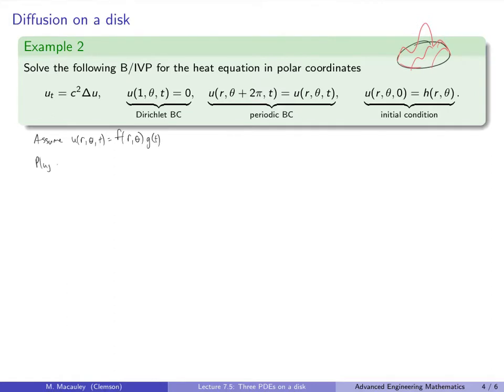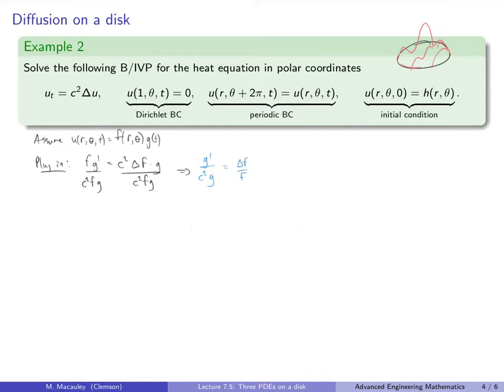And let's plug in. And again, I'm not going to do the individual derivatives. I think we can do this all at once. So ut, the left-hand side, is f times g prime. And then the right-hand side is c squared times Laplacian of f times g. So let's divide both sides by c squared fg. And what we get on the left-hand side, the f's cancel, and we have g prime over c squared g. The right-hand side, the c squareds cancel, the g's cancel. We have Laplacian of f over f.